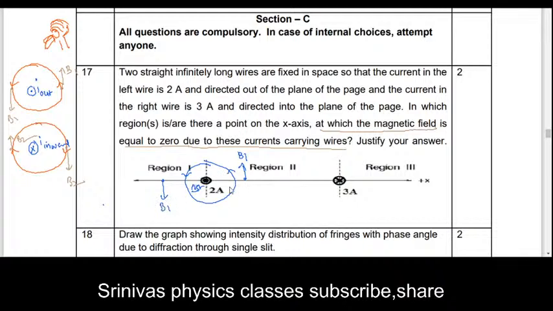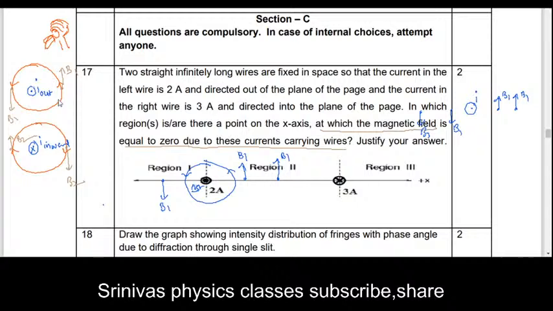This is the first one. Due to the first wire, the field at every point on the right side will be upward. This is a wire, and it carries the current outward. The field on the right side is upward. The field on the left side is downward.